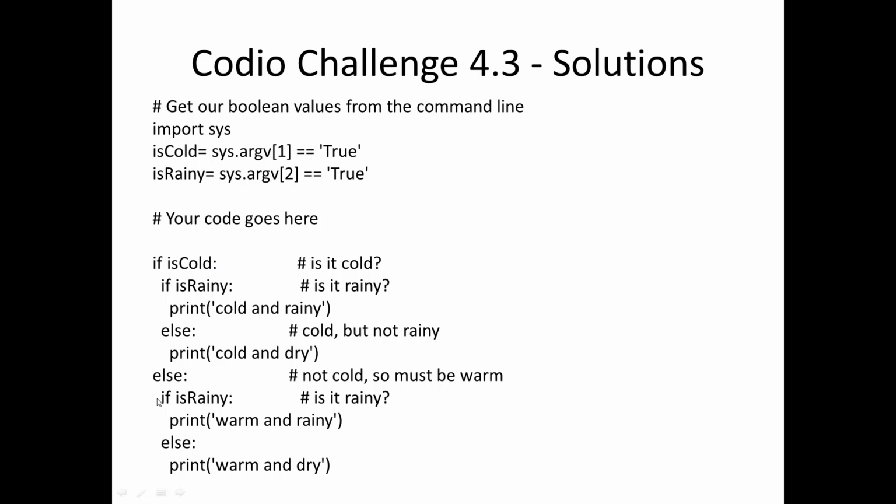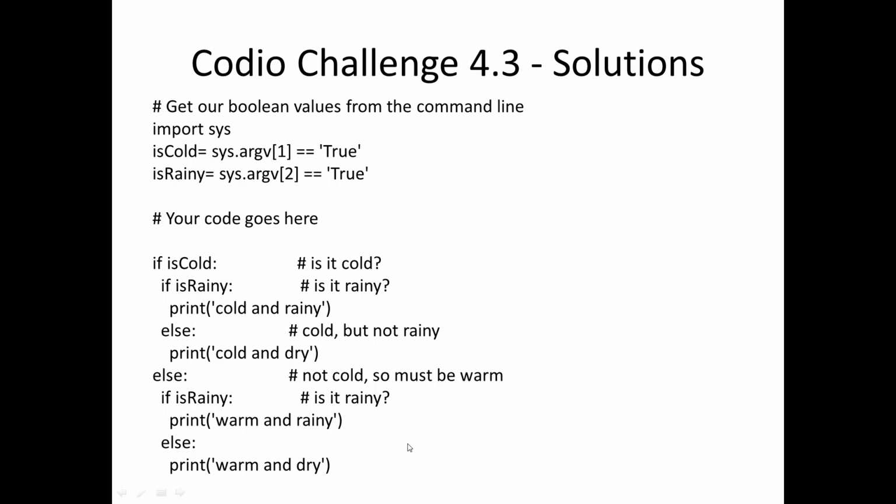So the next thing we're going to ask is, well, is it rainy? If that's true, we'll print warm and rainy. Since cold is false, we're looking at this first value of being warm. Otherwise, if it's not rainy, that means it's dry. We already know that cold is false, and now we know that rainy is false, so it's warm and dry.